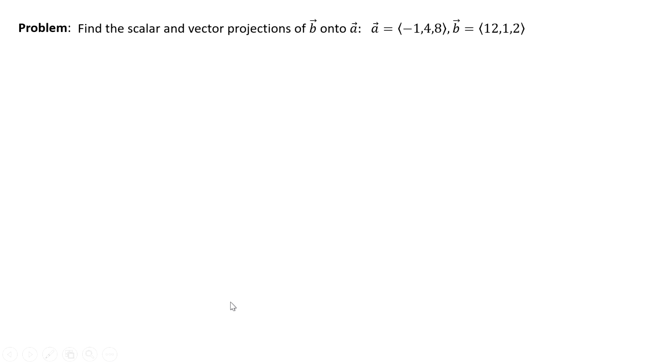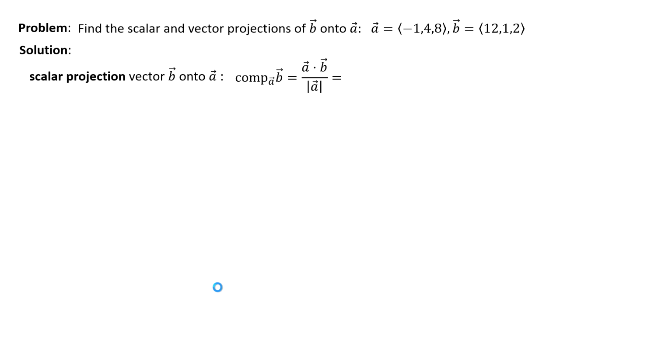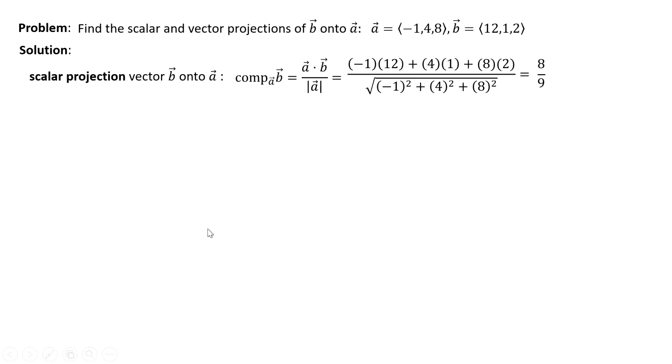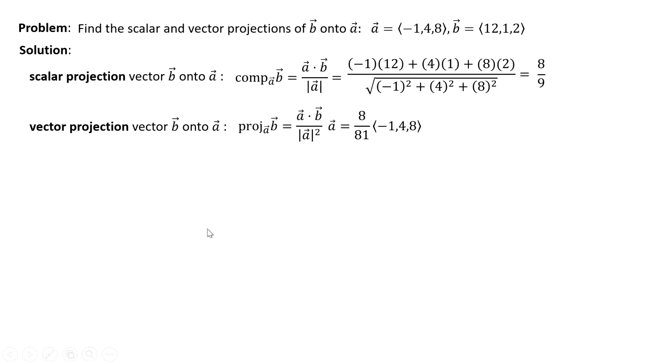Okay, anything else? Okay, simple problems. Scalar projection, apply that formula, A dot B over the magnitude of A. Then vector projection, just multiply by the unit vector, or in this case, we use this one.